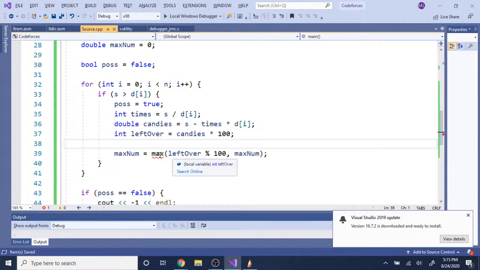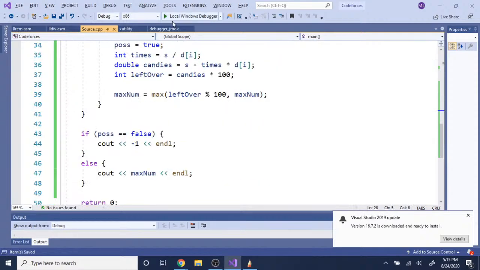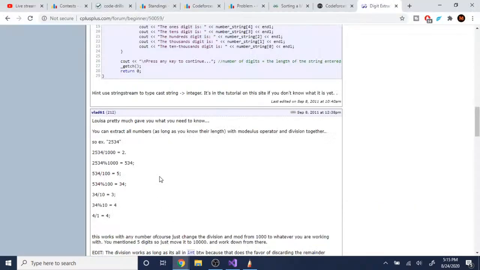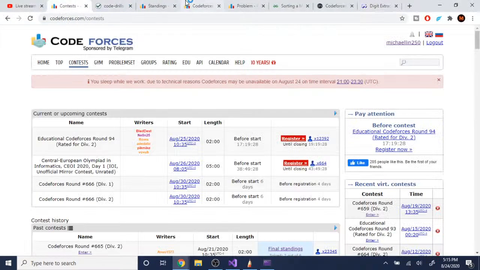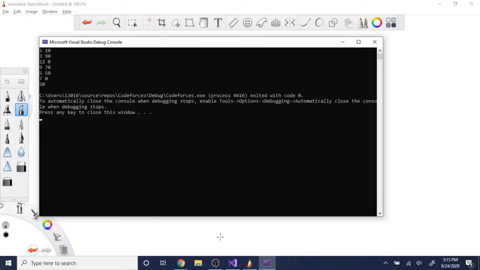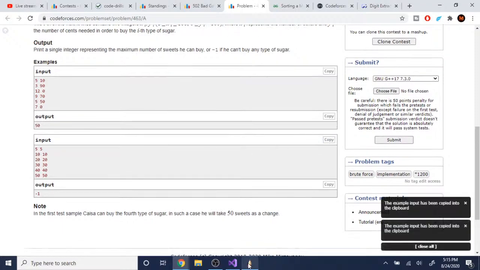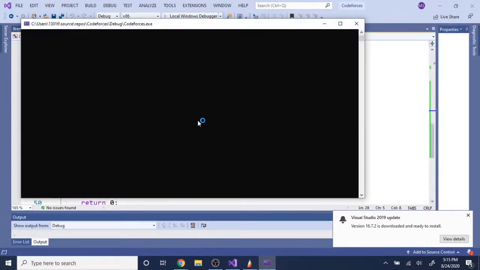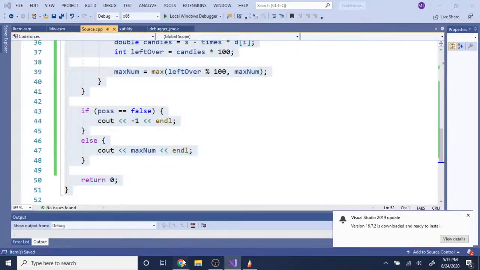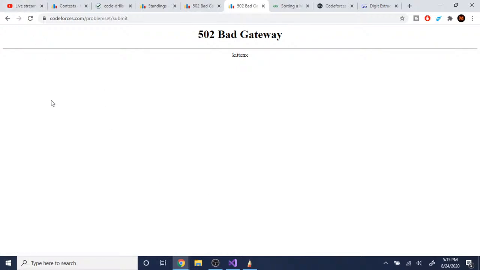Why is this not working? Oh, it's a double. Yeah, so this should work now. Yep, I got 50. It should be -1. Yeah, okay, so let's submit this and see if it works. Ah, damn. Damn it.